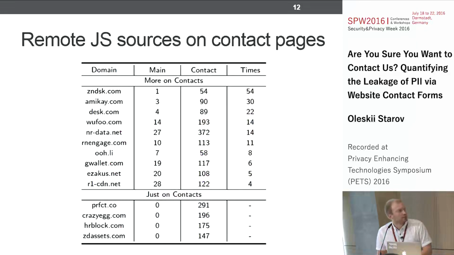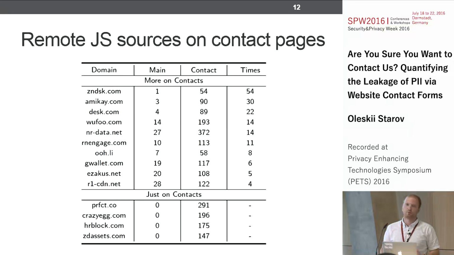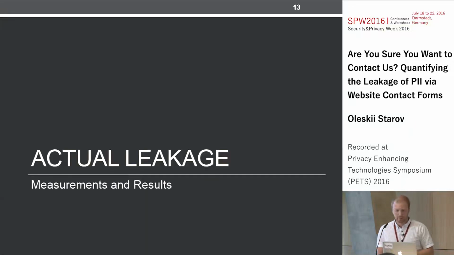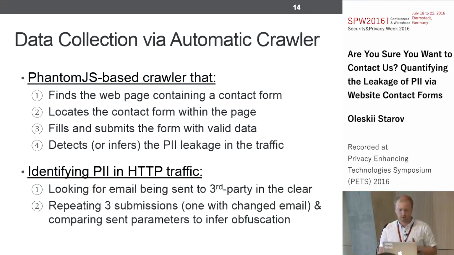And this table represents examples of third parties that are more present on contact pages. So we see that even some domains, like JavaScripts from some domains, are actually present just on contact pages, and those again include form builders or some domains used by marketing solutions. So the second step of our study was to actually detect the cases of actual leakage.